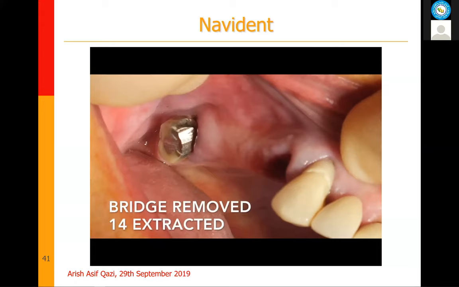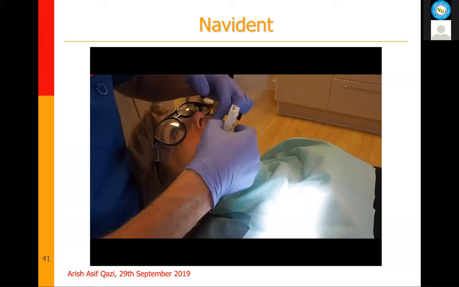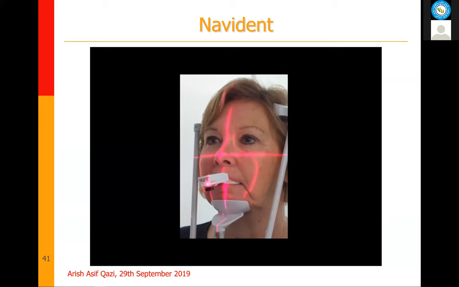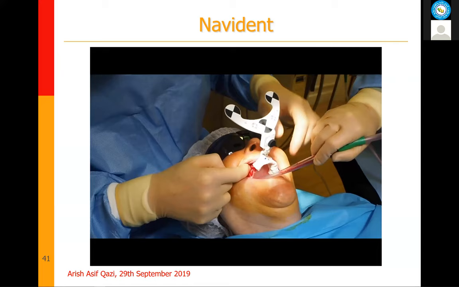This is a small video which shows you what happens during the Navident surgery. Here, the patient's bridge is removed. The first step is fabricating the stent. You put it in warm water and mold it around the patient's teeth. You attach the fiducial to the teeth, and then you send the patient for a CT scan. The patient is then scanned, and the data is imported into our software, and then the dentist can go ahead and plan the implants.